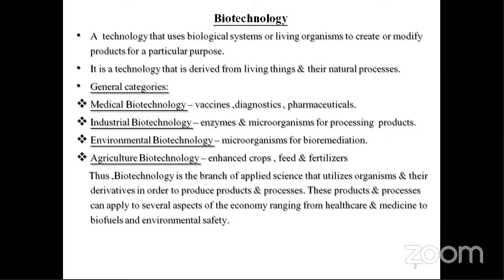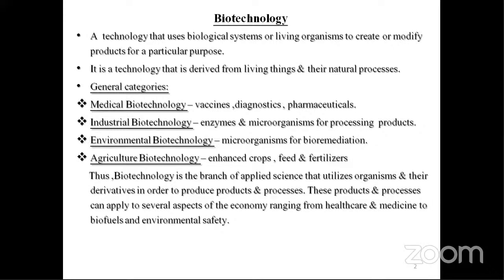Now, the various fields where this biotechnology is used are medical, industrial, environmental, and agriculture. These are the 4 main branches. In the next slides, I'll be telling you about that in detail. So the general categories are medical biotechnology, which includes vaccines, diagnostics, that is how the diagnosis process works, and pharmaceuticals. Industrial biotechnology uses enzymes and microorganisms for processing products. Environmental biotechnology uses microorganisms for bioremediation. Then agriculture biotechnology is to enhance crops, feed, and fertilizers.